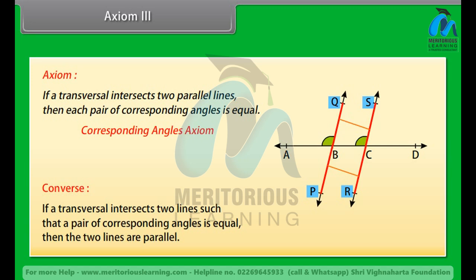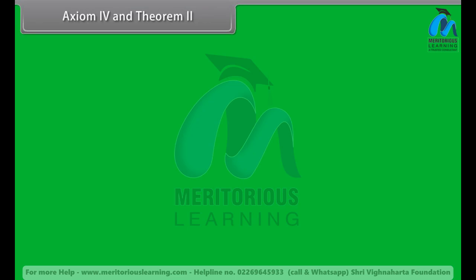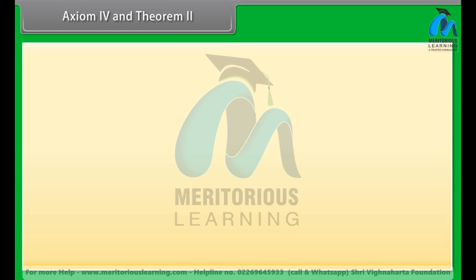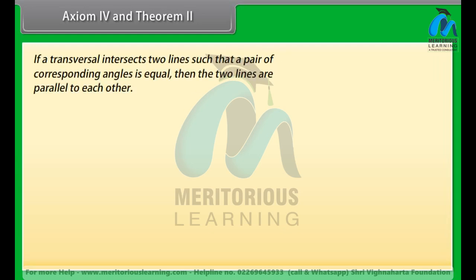So we can say that the lines are parallel. Therefore, the converse of corresponding angles axiom is also true. So we have got one more axiom for this, which we will discuss in next screen. Axiom 4 and Theorem 2. The axiom we get in previous screen is, if a transversal intersects two lines such that a pair of corresponding angles is equal, then the two lines are parallel to each other.